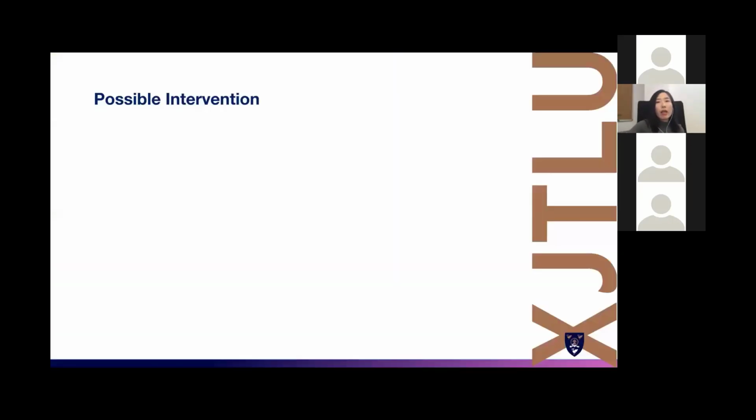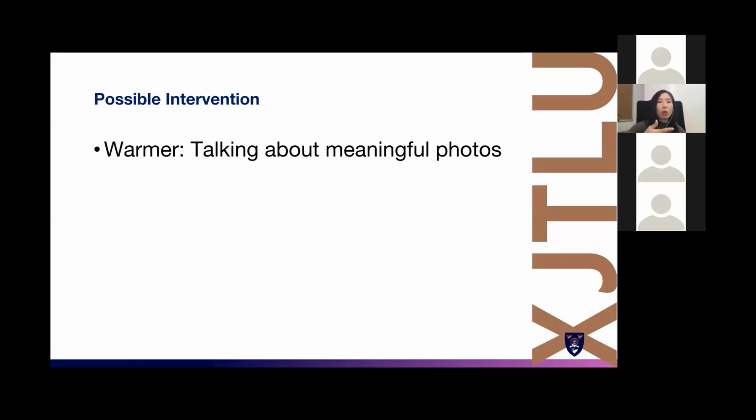Okay, after we have the basic idea about the different factors influencing your WTC, I prepared some possible interventions. The first one is that we can do it as a warmer. I heard some teachers mention that if students didn't turn on their camera in a completely online course, they feel it's not that close, right?